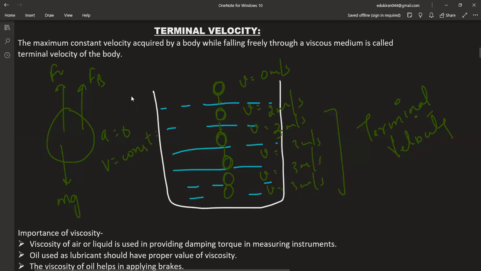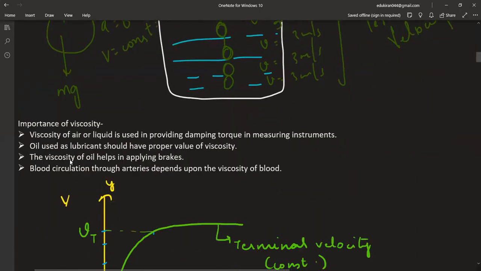So the maximum constant velocity acquired by a body while falling freely through a viscous medium is called the terminal velocity of the body. Importance: viscosity of air or liquid is used in providing damping torque in measuring instruments. Oil used as lubricant should have a proper value of viscosity. The viscosity is used in applying brakes, and blood circulation through arteries depends upon the viscosity of the blood.